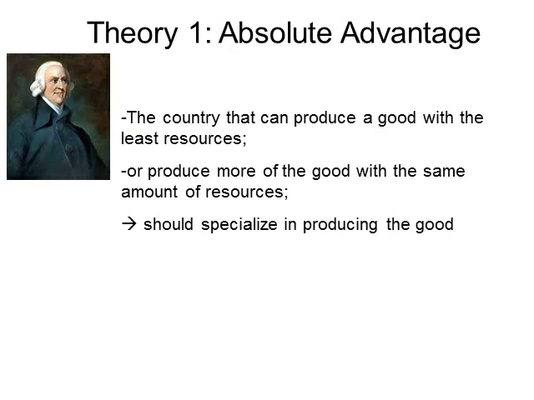Now, to know whether a country has a certain advantage in producing a certain type of good, we have two theories to guide us. The first one is called the theory of absolute advantage. Now, what does the theory say? The theory says that if a country can produce a good with the least resources, that means either it produces more of the good with the same amount of resources, or it can produce the same amount of goods with the least resources, then this country is deemed to have absolute advantage in the production of that good. That means the country then should focus or specialize in producing that good.